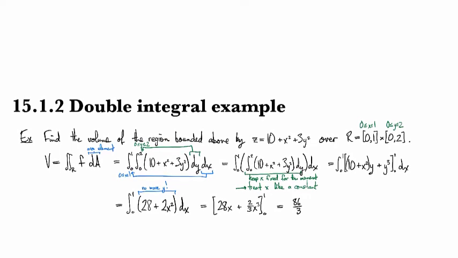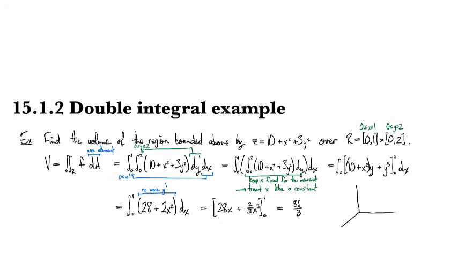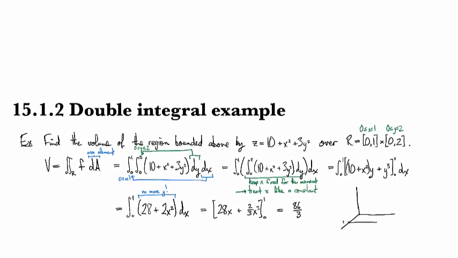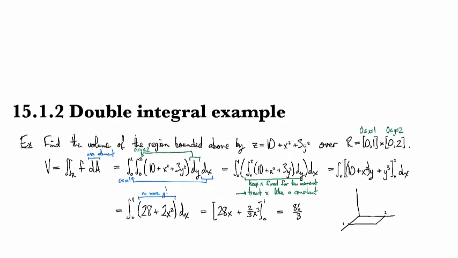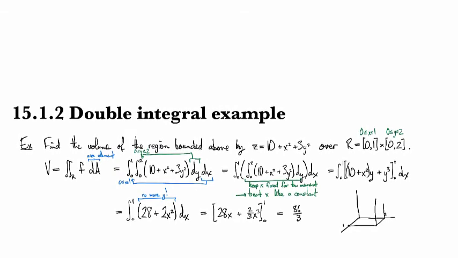Now let's draw a picture of what this looked like. This looks something like this. So we've got out from 0 to 1, and then across 0 to 2. And the surface of this function is up here somewhere.